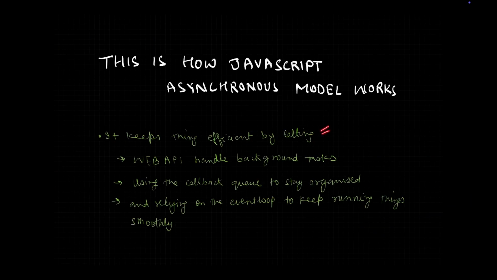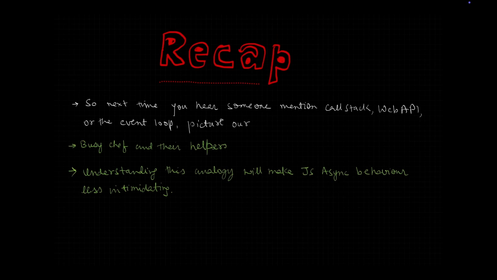It keeps things efficient by letting the web API handle background tasks while using the callback queue to stay organized. And finally, relying on the event loop to keep running things smoothly. So next time when you hear someone mention call stack, web API, or the event loop, picture our busy chef and their helpers. Understanding this analogy will make JS async behavior less intimidating.